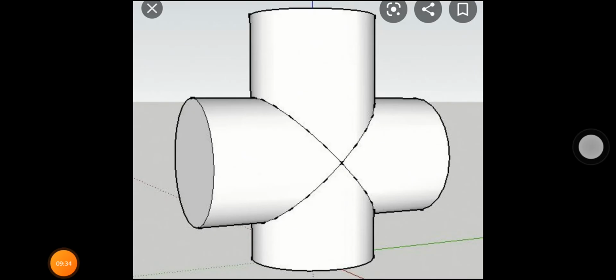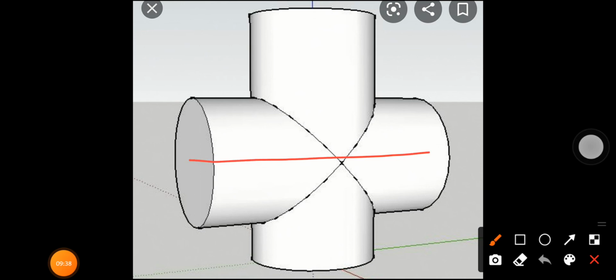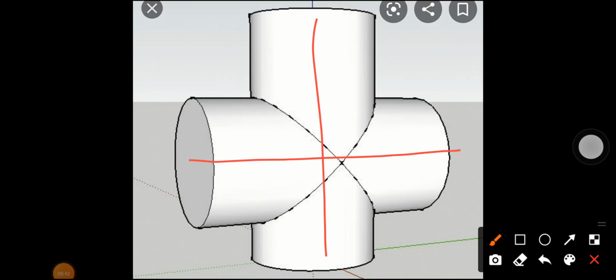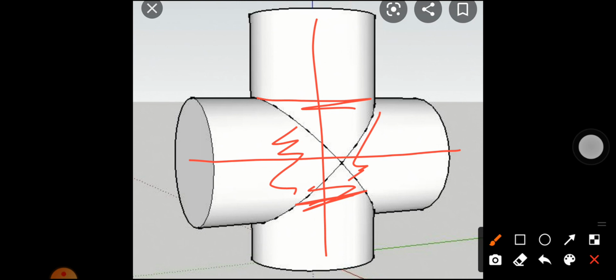Here you can see the intersection of two cylinders. One is a horizontal cylinder and one is a vertical cylinder, and here is the intersection of these cylinders. Here you can see the intersecting part, and now we are going to check how we can find out the volume of this intersection of the two cylinders.